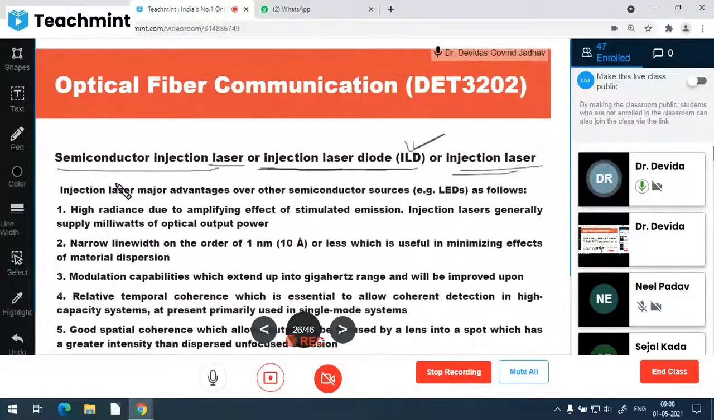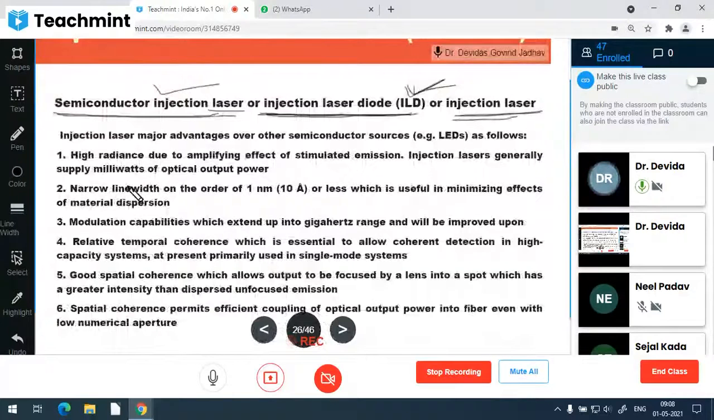Okay. Semiconductor injection laser, why is it called that? Because gas lasers and ruby crystal lasers are available, but semiconductor lasers are also there, so it is specifically mentioned that the laser source is a semiconductor laser. Or it is called injection laser because current injection takes place, and that is ILD. According to the name, it is ILD, and it can be called only injection laser, or only laser also. So these are the names.